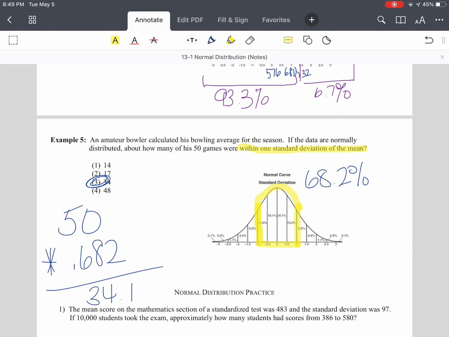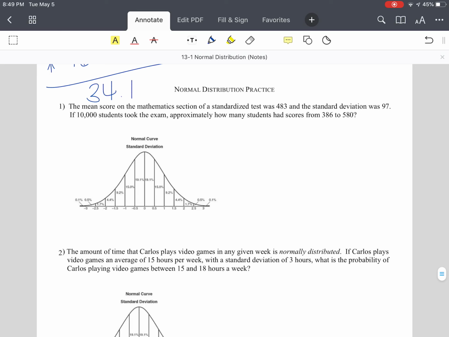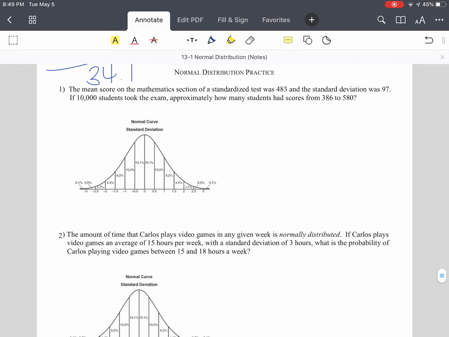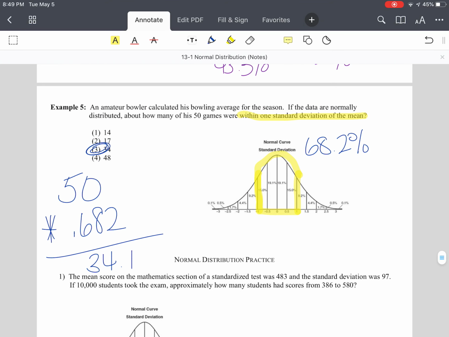Okay, what I'd like you to do is the practice that you have on your assignment, 1 and 2. Okay, that's all there is. You're going to do practice 1 and 2 and hand it all in.